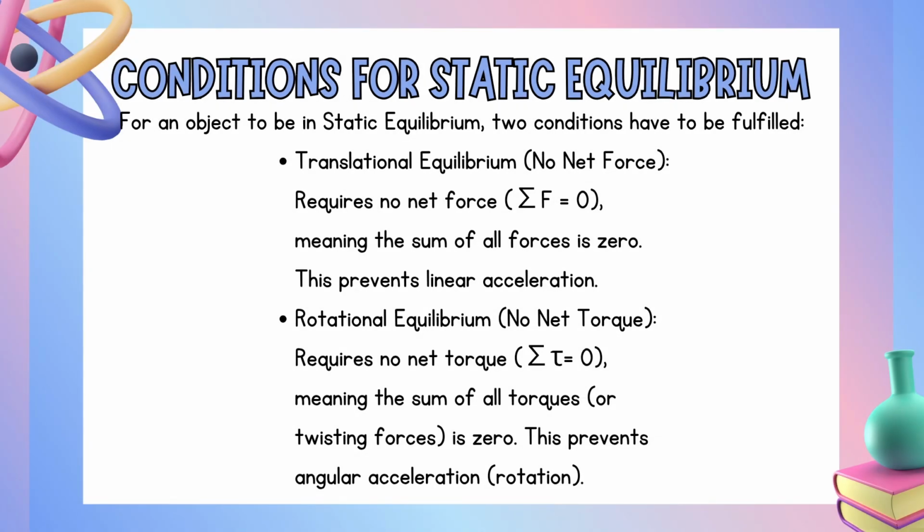Here are the conditions for static equilibrium. For an object to be in static equilibrium, two conditions have to be fulfilled. Translational equilibrium, or no net force, requires that the sum of all forces is zero. This prevents linear acceleration. Rotational equilibrium, or no net torque, requires that the sum of all torques is zero. This prevents angular acceleration.